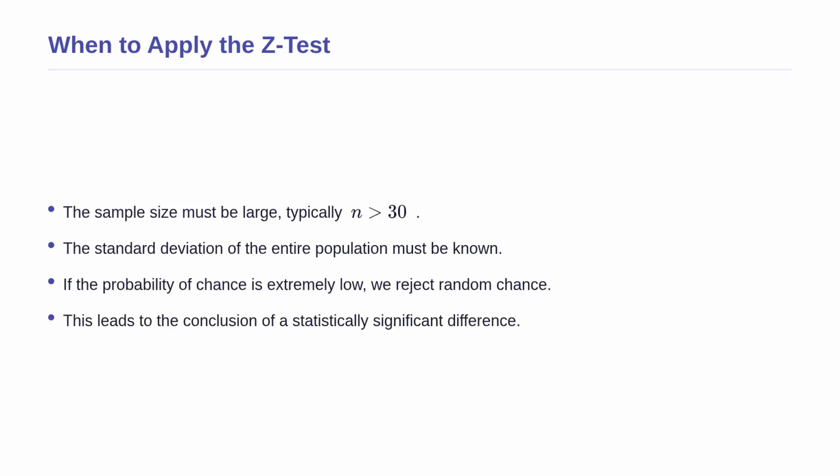So, when exactly can we use this test? The z-test is specifically applied under two main conditions. First, the sample size must be large, typically when n is greater than 30. Second, the standard deviation of the entire population must already be known. When these conditions are met, the test is highly accurate. If the test shows that the probability of the difference happening by chance is extremely low, we reject the idea of random chance. We then confidently conclude that there is a statistically significant difference.